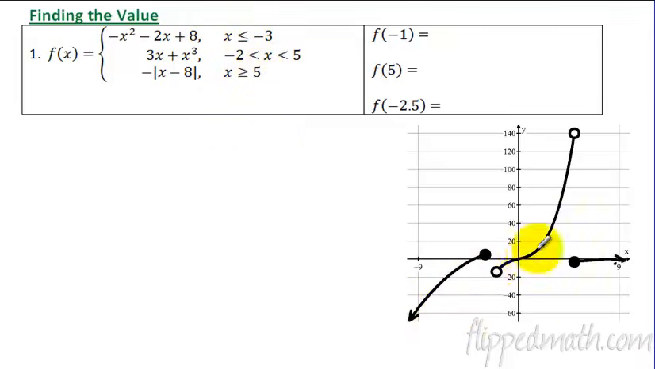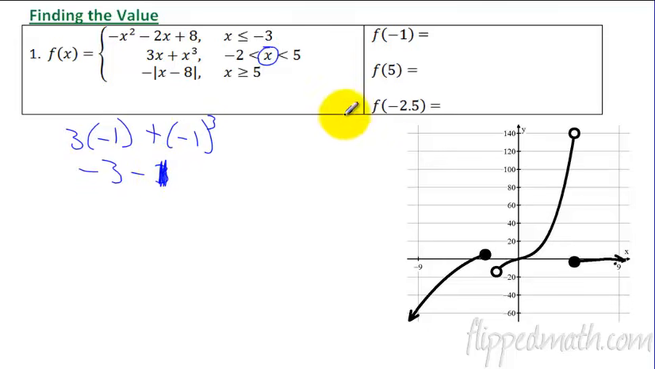So I tried to graph this just to kind of show you what a visual representation is of this. You don't have to graph these, but what we're doing is evaluating. We're going to plug in a negative 1. So the question is, which of these 3 pieces do we plug it into? Negative 1 is in between, it's this x value right there. It's in between negative 2 and 5, therefore we plug it into this. So we'll go 3 times negative 1 plus a negative 1 cubed, and you work this out, you get negative 3 minus 1, which is a negative 4.